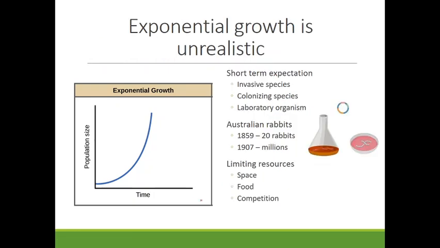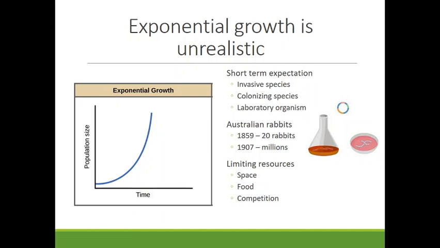Now, we can find this exponential growth sometimes, but we know it's not realistic, right? Take invasive species, these Australian rabbits. Rabbits were brought to Australia in 1859 from Europe. They brought 20 rabbits, and 60 years later there were millions of rabbits on the continent of Australia. Rabbit numbers would have eventually leveled off due to a limited amount of space. They're not just going to have piles and piles of rabbits everywhere, right?